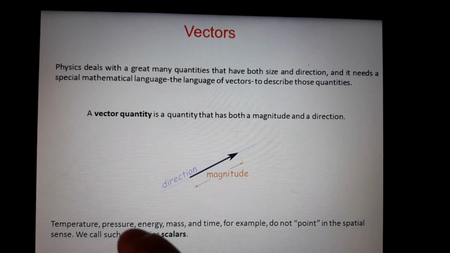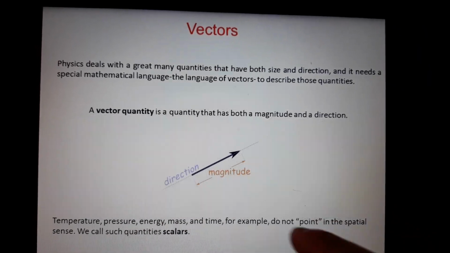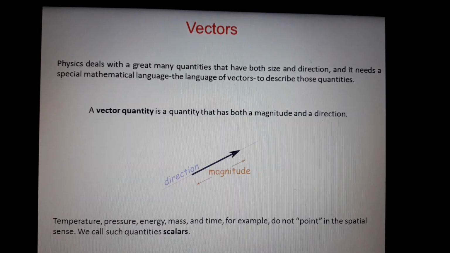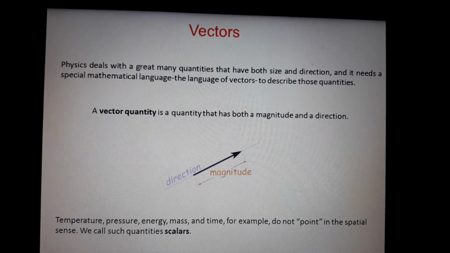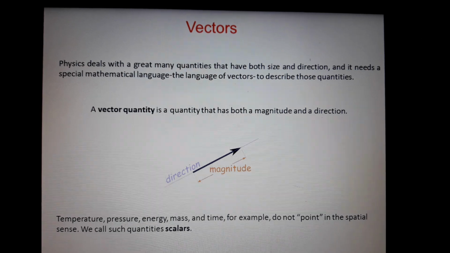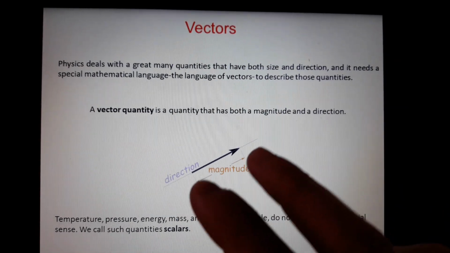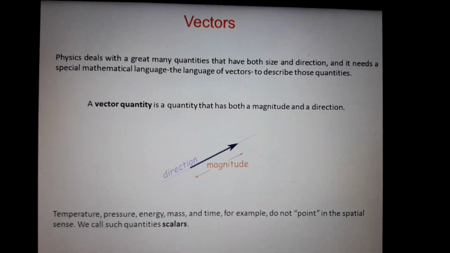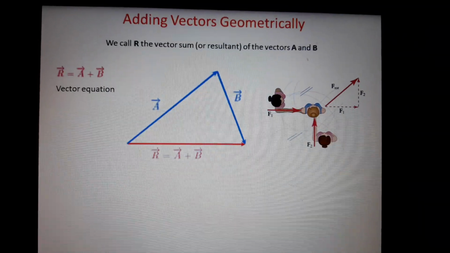For example, temperature, pressure, energy, and mass don't point to some place, so we call them scalars. Temperature, pressure, and so on don't have magnitude and direction together.